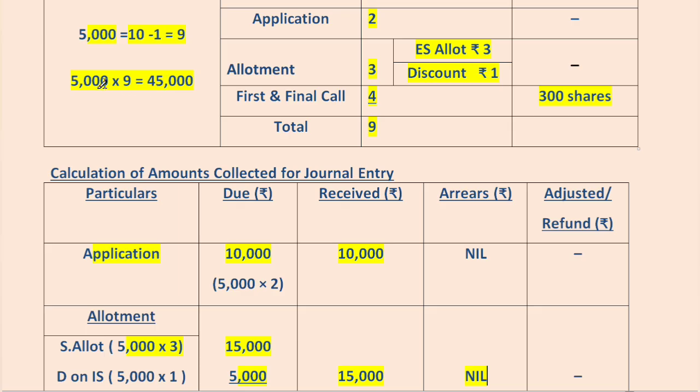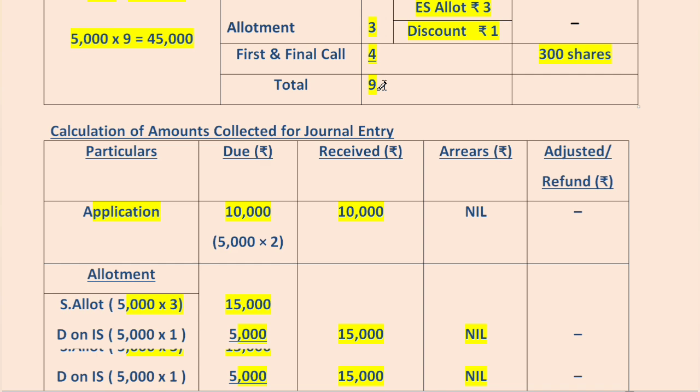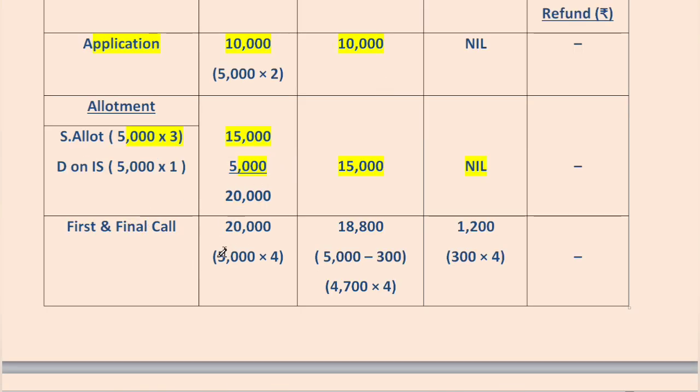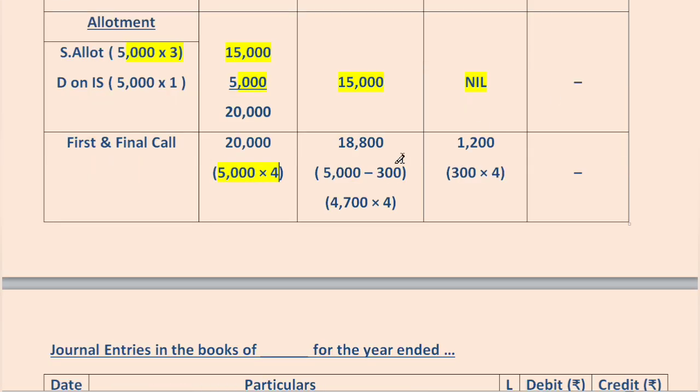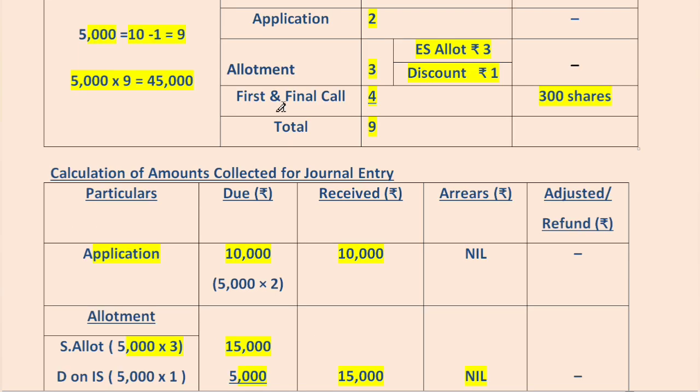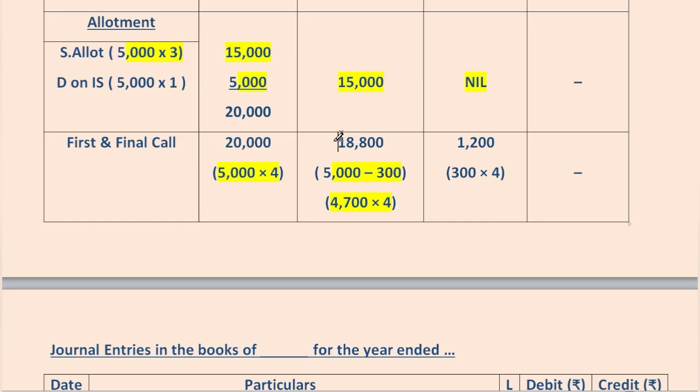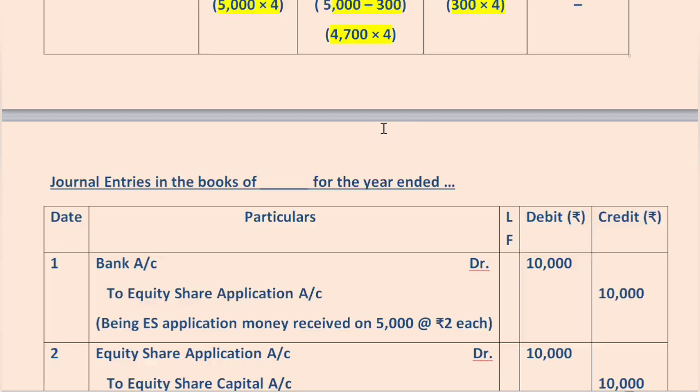Next goes the first and final call. In the first and final call, 5,000 shares into 4 rupees, so the amount due is 20,000. But while receiving, there is arrear of 300 shares. 5,000 minus 300 is 4,700, and 4,700 into 4 is 18,800, which is collected. The 300 shares into 4 is 1,200, which is arrears. So based on this, we have to prepare a journal entry.